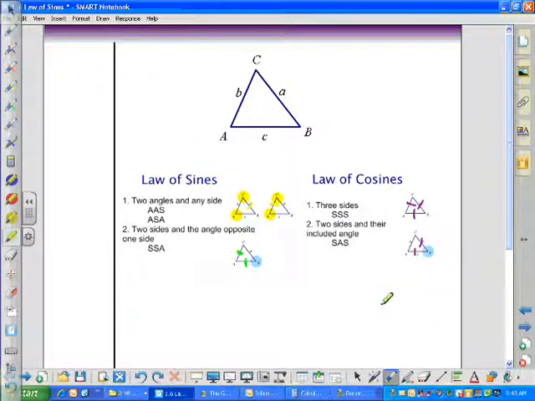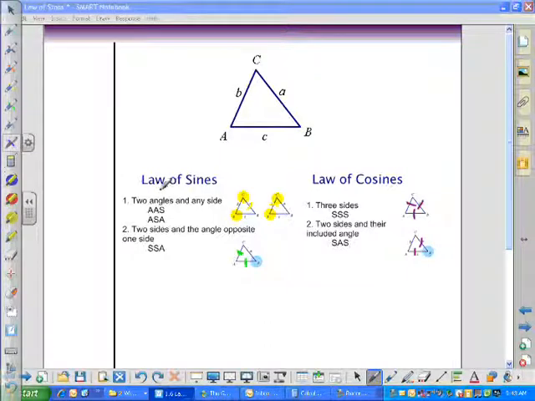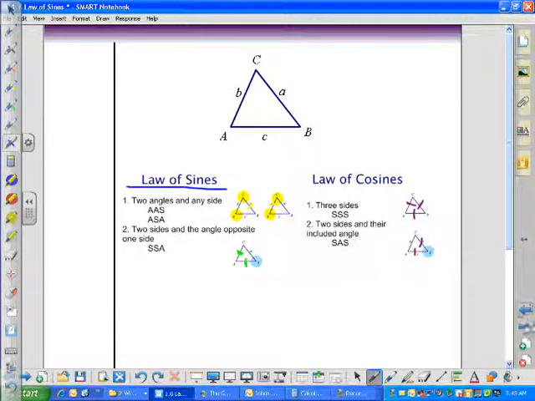So get this really neatly down in your notes, because it's going to be really helpful when I start throwing pieces of triangles at you and say, hey, solve the triangle. You're going to need to know, number one, do I use the law of sines or the law of cosines? And then, of course, you're going to have to figure out how to set up the information. So what we're going to do next is set up a couple problems and use the law of sines so you can see how that process works.